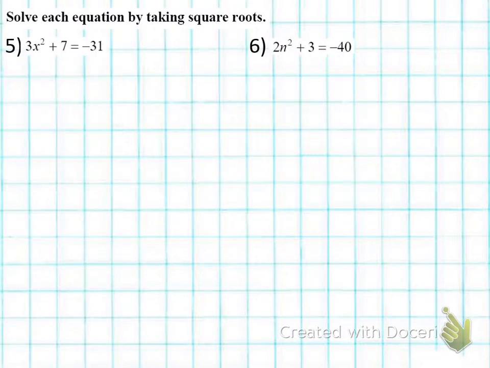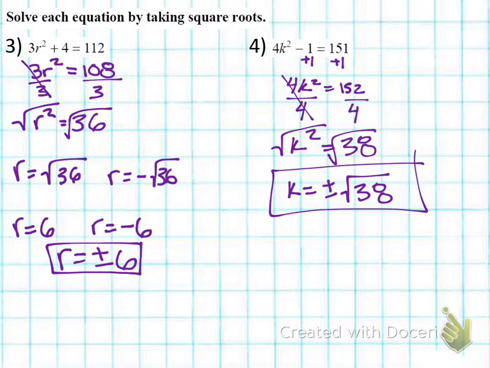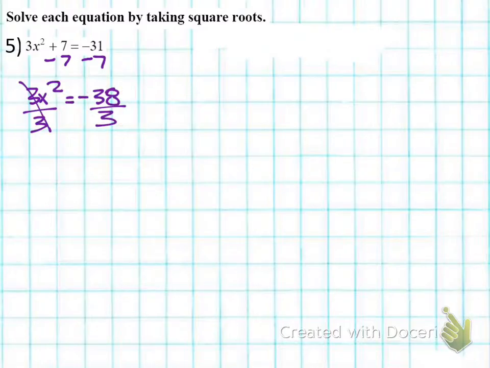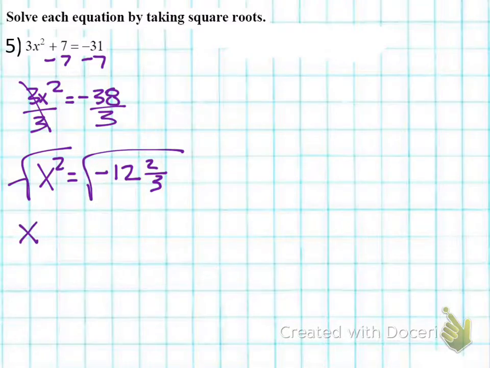Now, moving on, numbers 5 and 6. Number 5, here we go. So we just did number 5 in class. If I subtract 7, that gives me 3x squared equals negative 38. Dividing by 3, I get x squared equals negative 38 over 3, or negative 12 and 2/3, either way. Both are correct. If I take the square root of both sides, I get x equals the square root of negative 12 and 2/3.